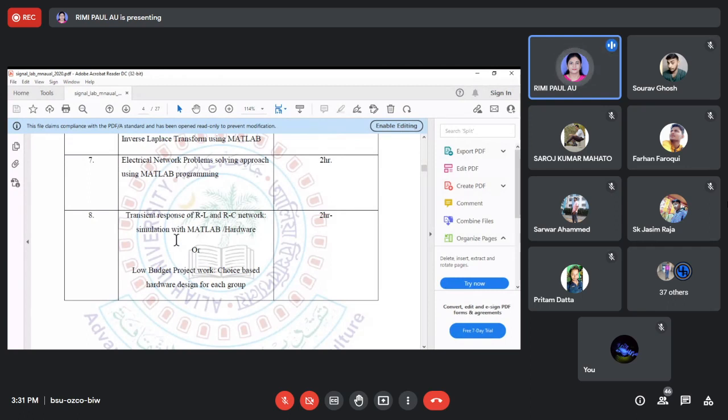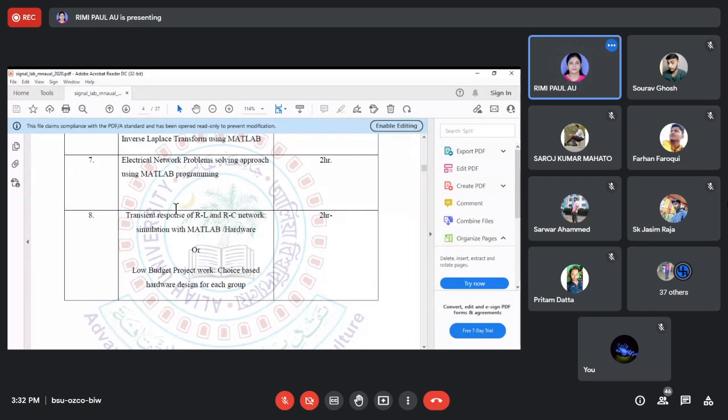Or you have to submit a low budget project work. Each of you will make a group, and you already have a group. So group wise, you have to submit a low budget work, within 150 rupees or a maximum of 200 rupees, small experiments as per your choice. Based on whatever condition happens, we'll decide which experiment to solve.